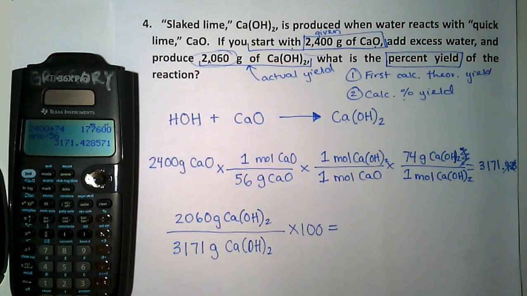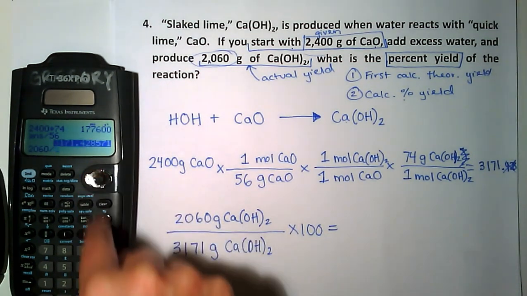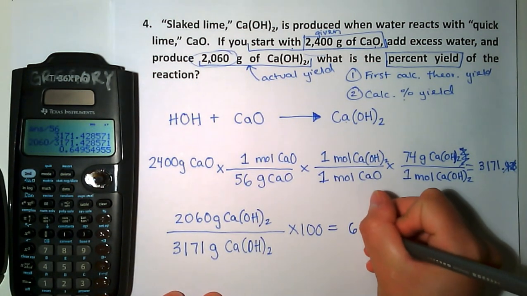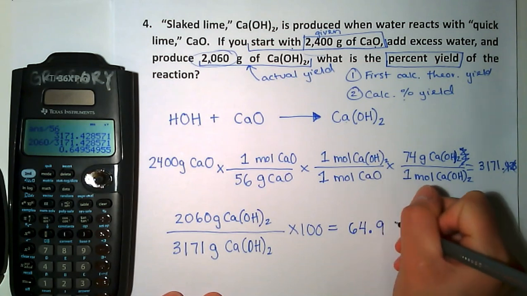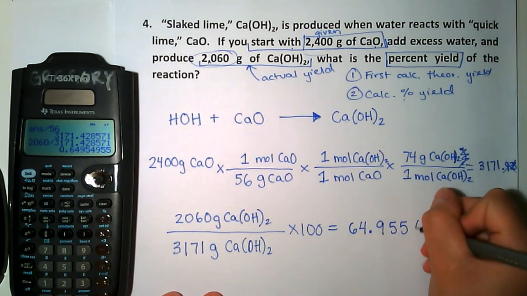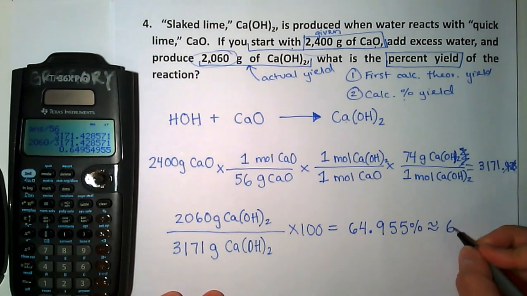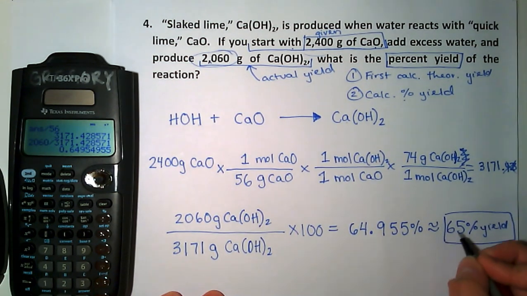So let's do this. 2060 divided by my previous answer, times 100, is 64.955%, but we know we're going to round to a whole number, so it's going to be approximately a 65% yield. And that is our final answer for this problem.